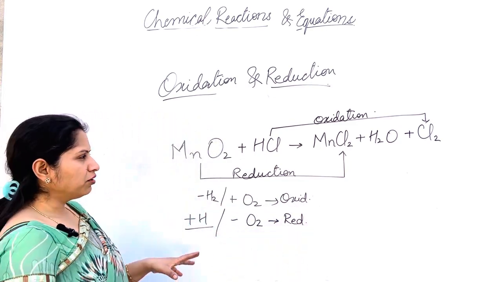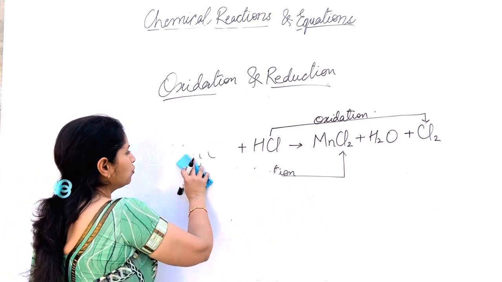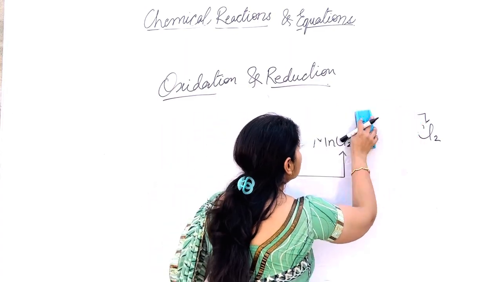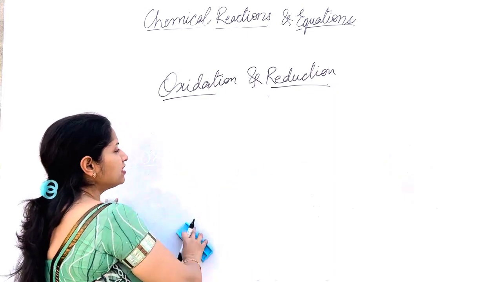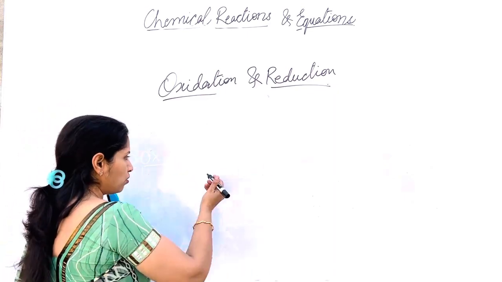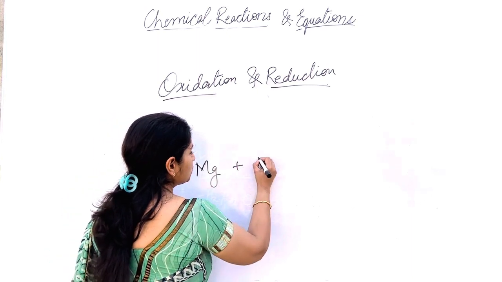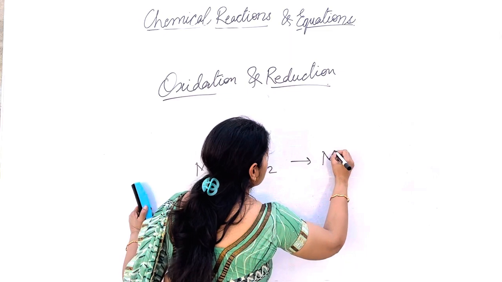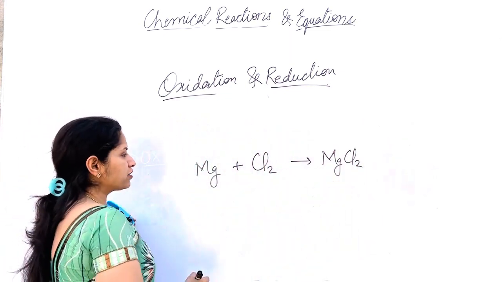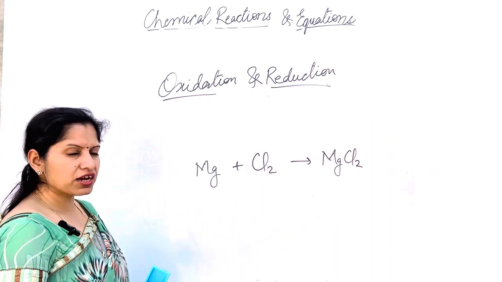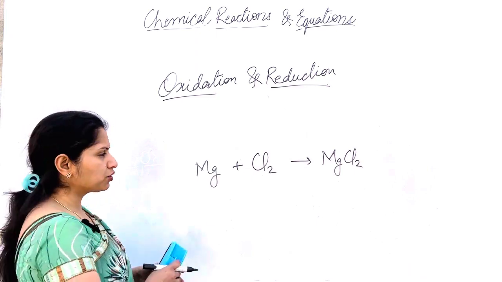Apart from that, I would like to tell you one more thing: not only oxygen and hydrogen define whether the reaction is oxidation or reduction. We can also understand these redox reactions on the basis of electron gain and loss. Let me explain one more example. For example, magnesium combines with chlorine to form magnesium chloride, MgCl2. In this reaction there is no oxygen. So is it a redox reaction? How can we explain what is undergoing oxidation and what is undergoing reduction?